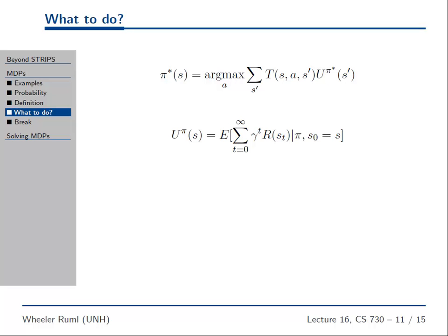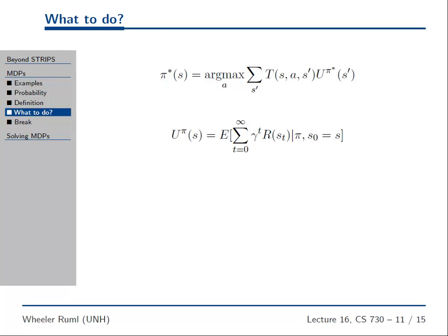What's that S0 equals S? Oh, yeah. This is the sum of future rewards. And we'd like to constrain this expectation so that the first state you visited is always the one that you were asking about. So this is the expected sum of discounted future rewards at various states, given that you're acting according to policy pi and the first state you go to is S.